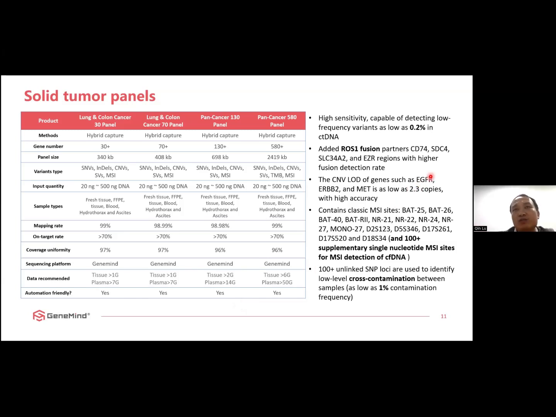And we added a special design for the ROS1 fusion partners, such as CD74, SDC4, SLC34A2, and EZR regions. And for CNV, we could detect as low as 2.3 copies. And here we contained the classic MSI sites recommended by the guidelines, and actually we have hundreds of MSI sites for MSI detection, and we have SNPs for cross-contamination quality control.